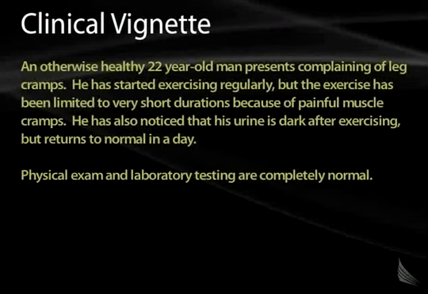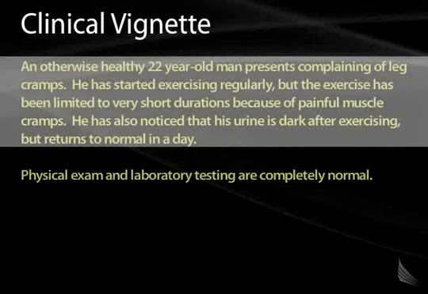Now, there are lots of defects that have been described in glycogen metabolism, and one of these we'll describe in the following clinical vignette. In this vignette, an otherwise healthy 22-year-old man presents to his doctor complaining of leg cramps. He started exercising regularly in recent days, but the exercise has been limited to very short duration because if he exercises for any length of time, he starts to have painful muscle cramps.